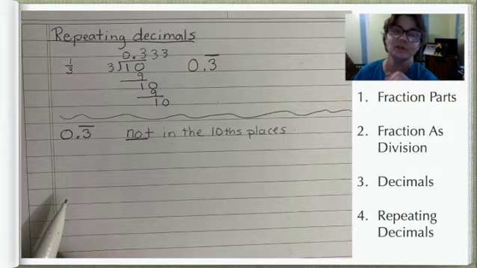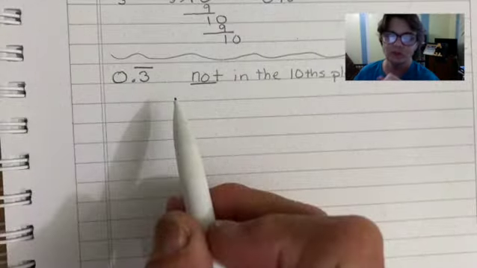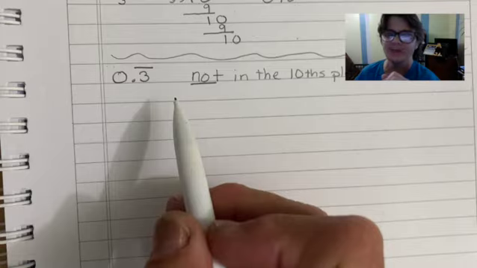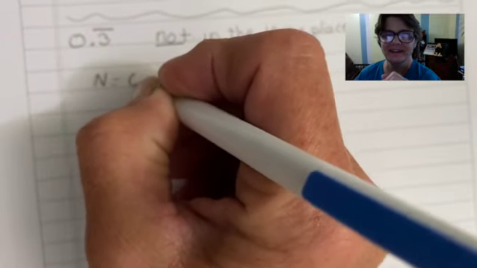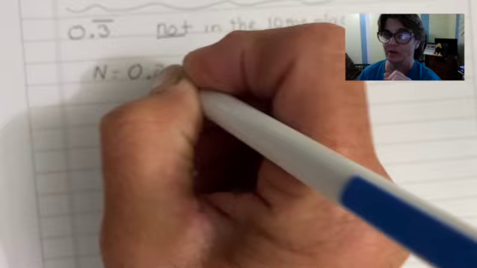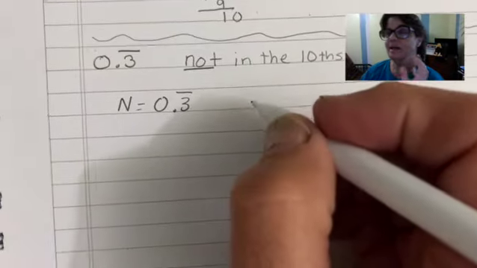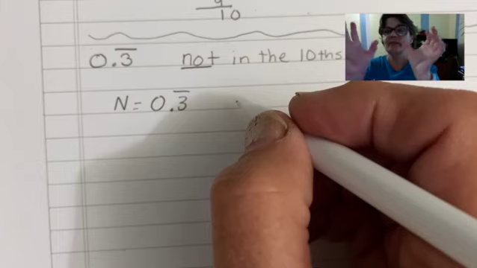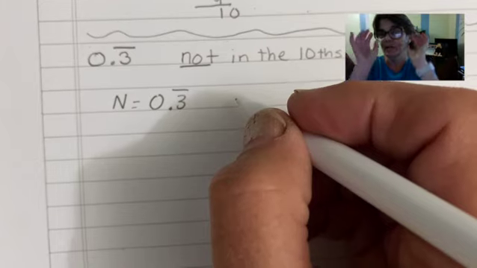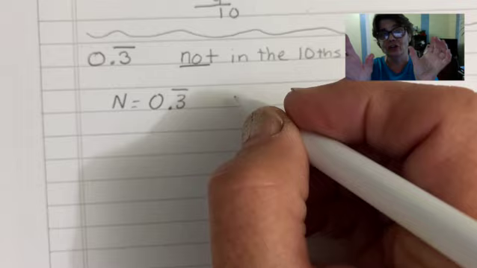So here's where algebra comes in handy. What we're going to do in this video is we're going to let n stand for 0.3 repeating. Just bear with me for a minute. You'll see why. But I need 0.3 to have an equation. So I'm going to have the n on one side and the 0.3 on the other side.